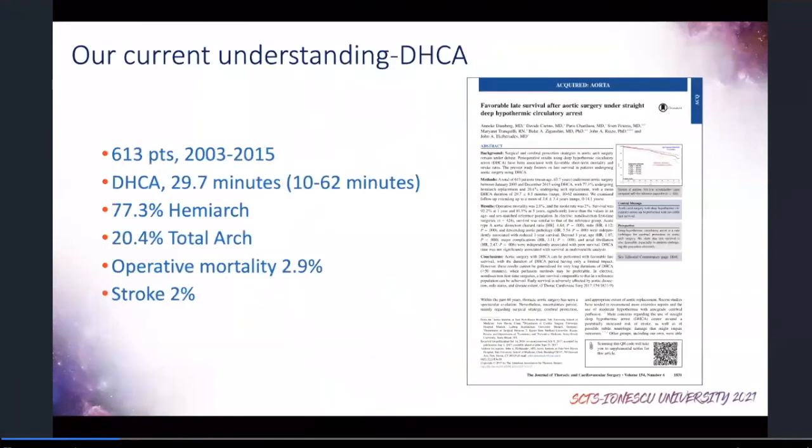Our current understanding of deep hypothermic circulatory arrest comes from our colleagues at Yale, who have been long proponents of this technique. This is a recent publication examining a large number of patients over a 12-year period. The average time of DHCA was nearly 30 minutes, but ranged from 10 to 62 minutes. Over 3/4 of these patients had hemiarch reconstruction, but about 20% had a total arch replacement, operative mortality 2.9%, and the rate of stroke 2%.